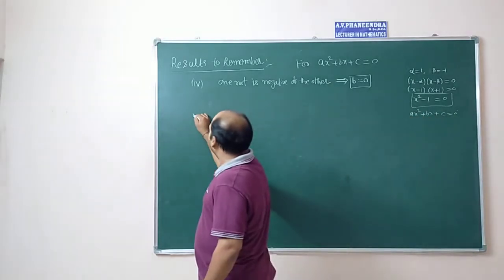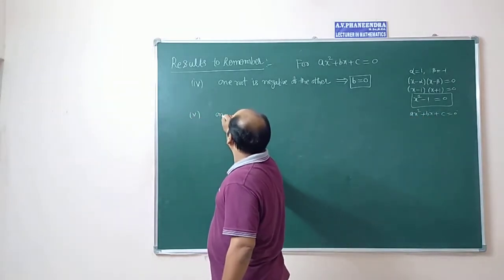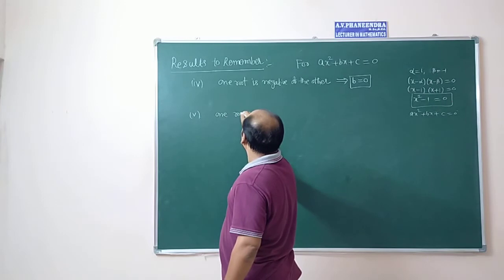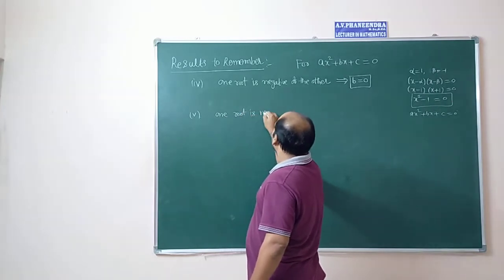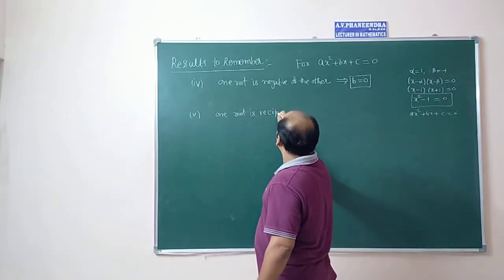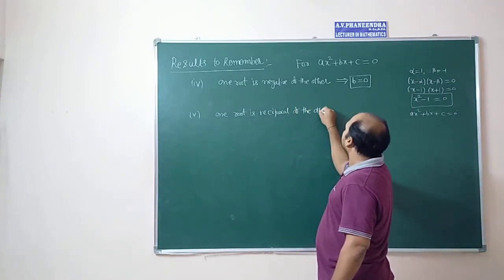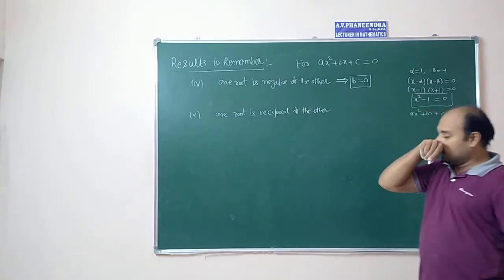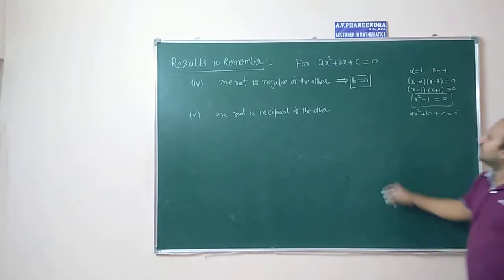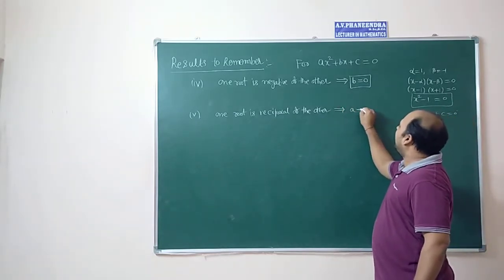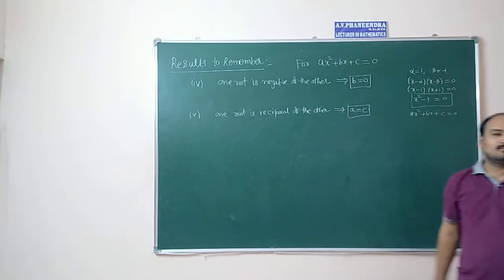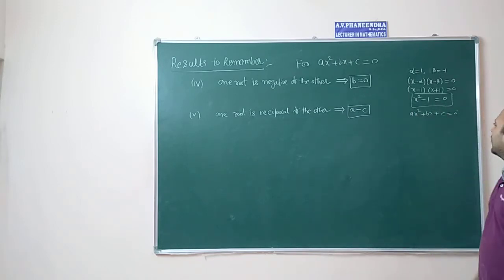Come to the fifth point. One root is the reciprocal of the other. At that time, what happens? That implies that a is equal to c. How are we saying that?